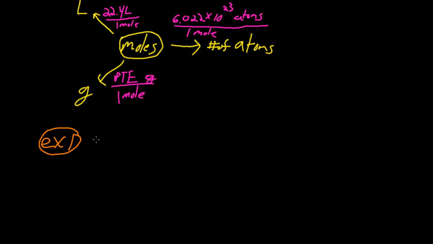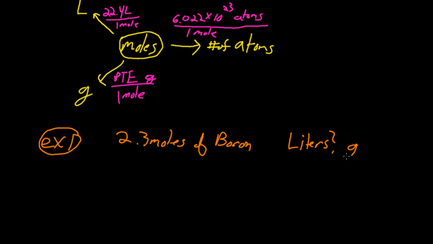Example 1. We'll say you're given 2.3 moles of boron, the element boron. How many liters are in the substance? How many grams are in the substance? And how many atoms are in the substance? So we're trying to find three things: liters, grams, and atoms from 2.3 moles of boron.